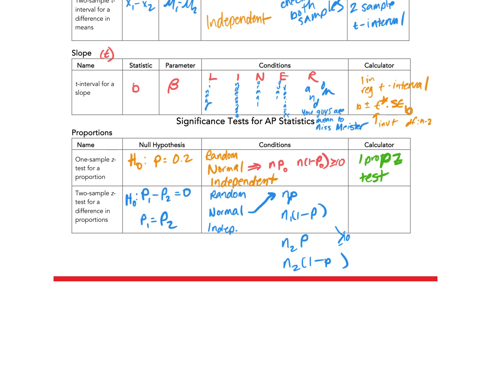here I use the P for my null hypothesis. Do I know the value for each of these P's in the null hypothesis? No. So what we use is that combined P hat.